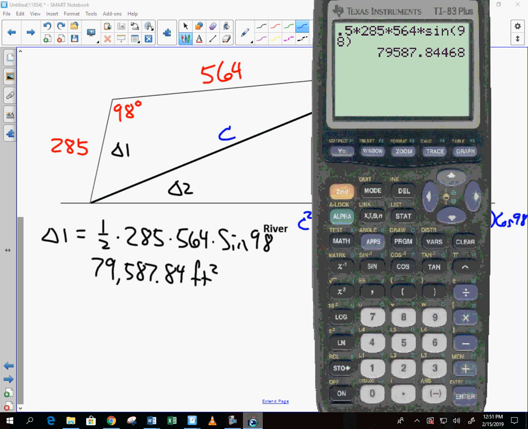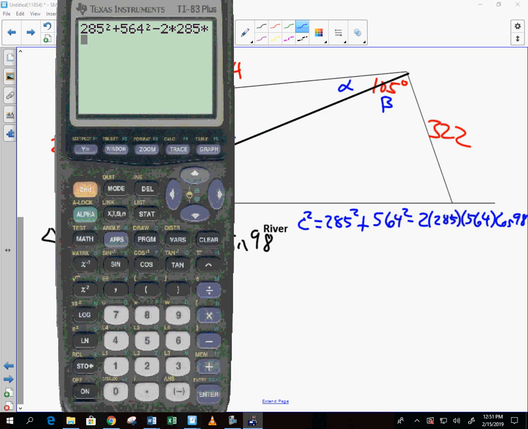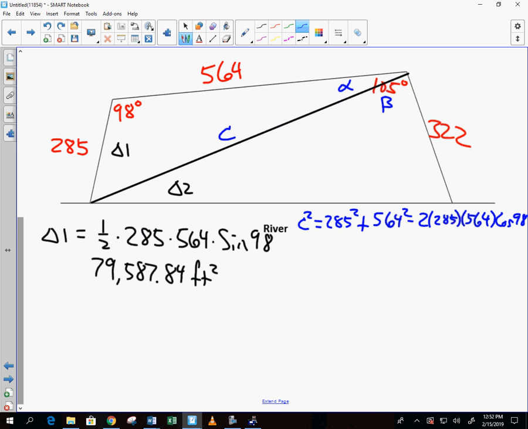I'm going to grab my handy dandy calculator. 285 squared plus 564 squared minus 2 times 285 times 564 times cosine 98, square root, and I get Satan. 666.38. Cool. All the other classes laughed. Wow. Oh, crabby today. Very good. Okay. 666.38. Great, I've got a side.